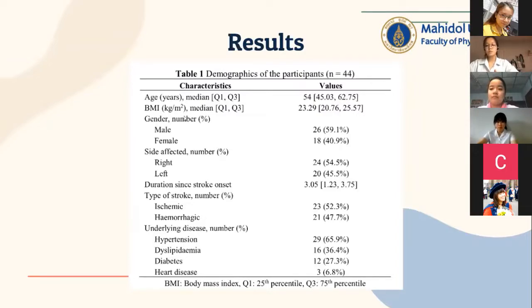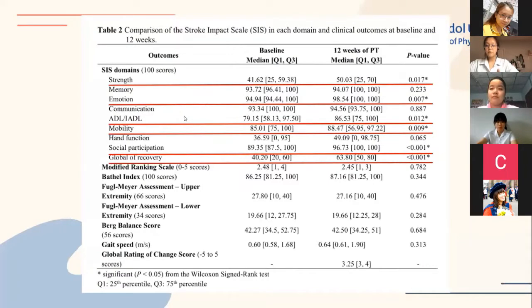Table 2 is about the comparison of the Stroke Impact Scale in each domain and clinical outcome at baseline and 12 weeks. Significant differences were seen between baseline and after 12 weeks of physical therapy treatment for the SIS score in the domain of strength, emotion, ADL, mobility, social participation, and global recovery.